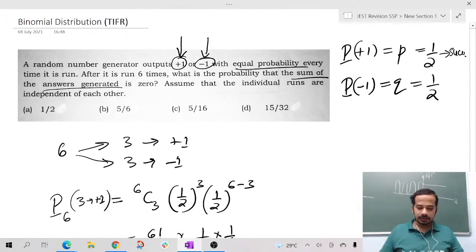So I hope these kind of problems we can handle, isn't it? Again, application of binomial distribution, okay? Option C, this is an old TIFR question, okay? So shall I move on?